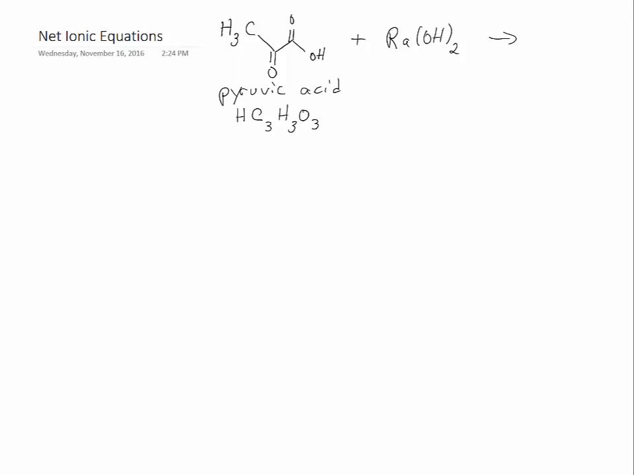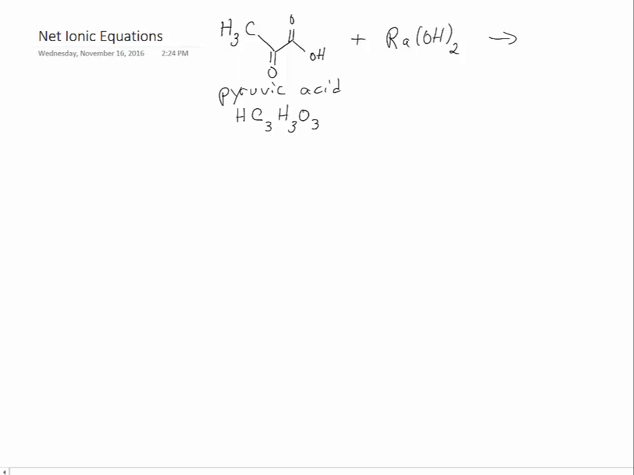This is a video for Chem 1211 on net ionic equations or net ionic reactions. Let's, as an example, take the reaction between pyruvic acid and radium hydroxide. Now, I did not put states on these to start because this is what we want to consider. If this reaction is taking place in water, what would the predicted products be?